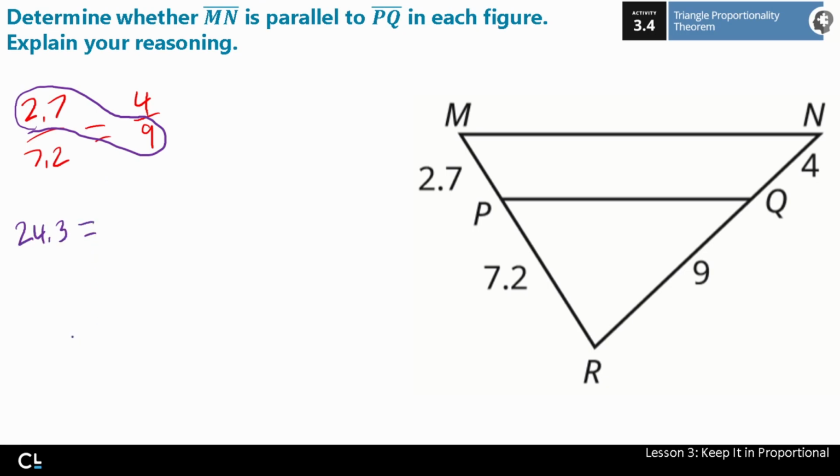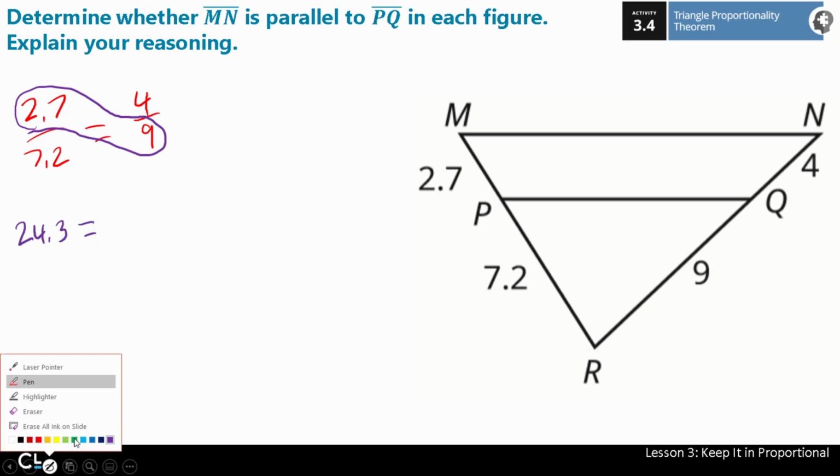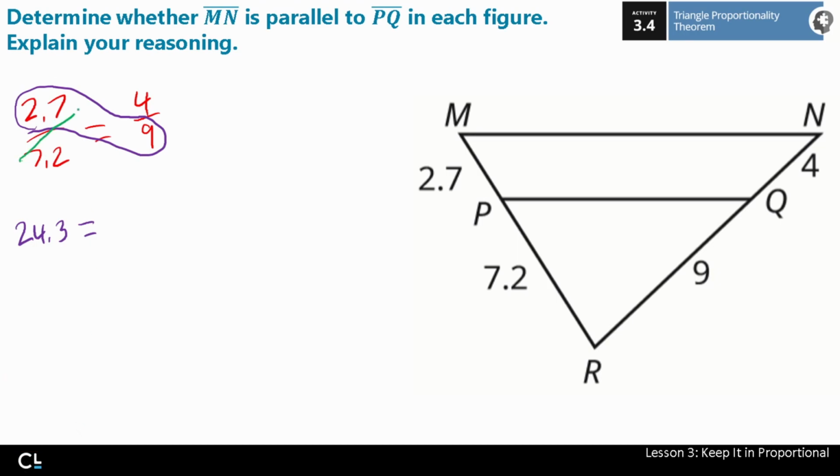24.3 equals, and on my other side, we get 7.2 times 4. So 7.2 times 4 equals 28.8. Are these equal? No, they're not equal. So that causes a problem here, right? These are not proportional. So our answer is not proportional, right?